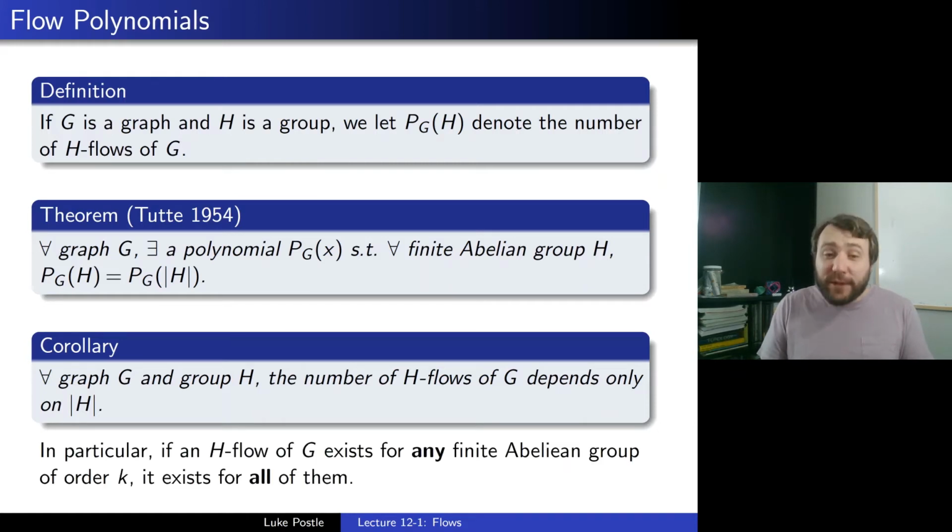And an even more particular corollary of that is whether the number is non-zero, right? So if an H-flow of G exists for any finite abelian group of order k, it exists for all of them as a consequence of that, right? If it's non-zero for one, it's non-zero for all, and actually the number is equal. So this is quite a nice theorem. So basically, it's nice about the polynomial, but maybe it's more interesting, this corollary, that the number only depends on the size of H, or whether they exist. But the key is we're going to actually use that polynomial property to really prove it.